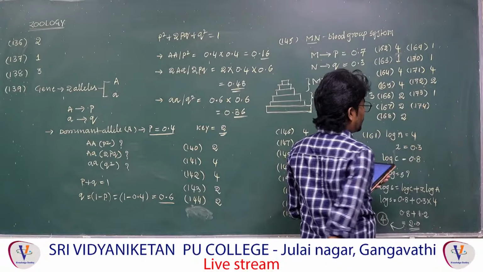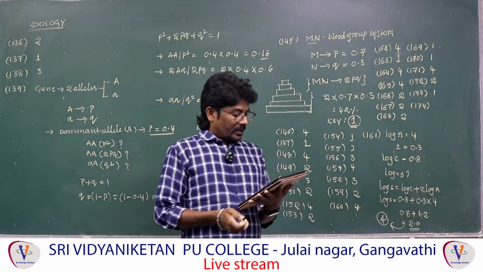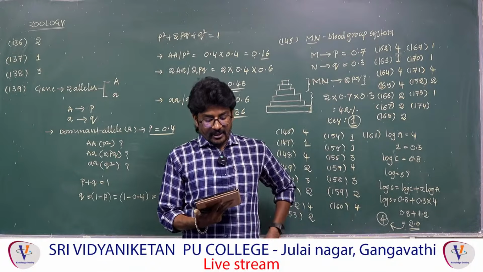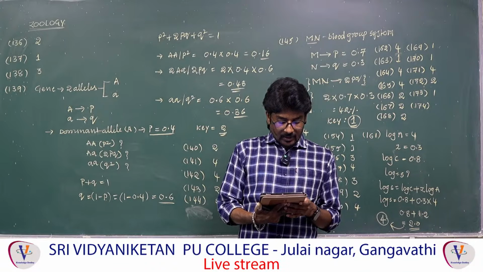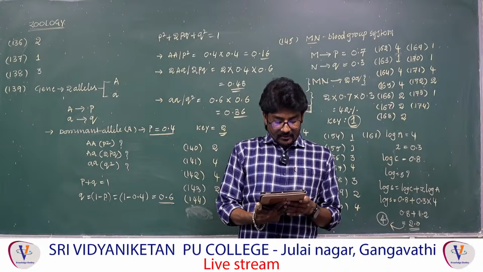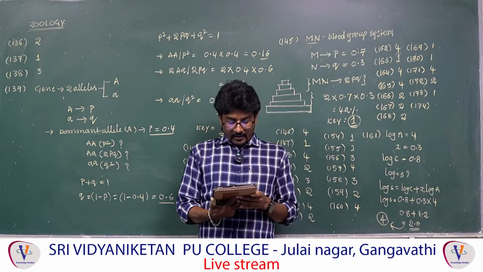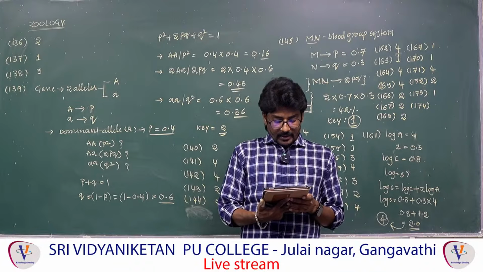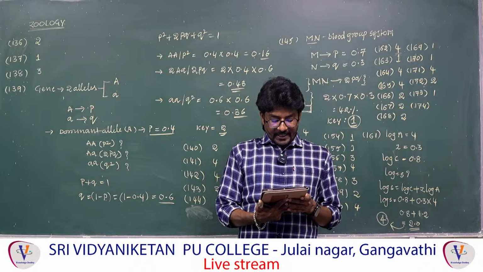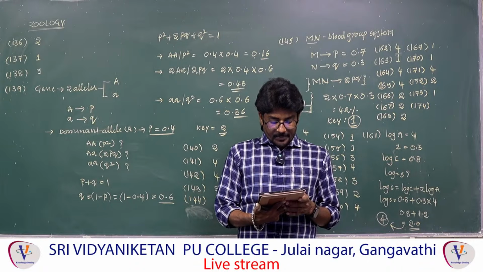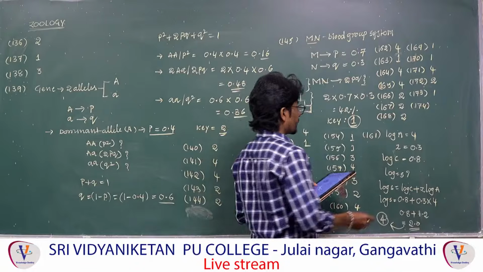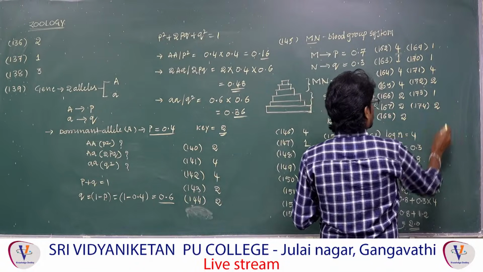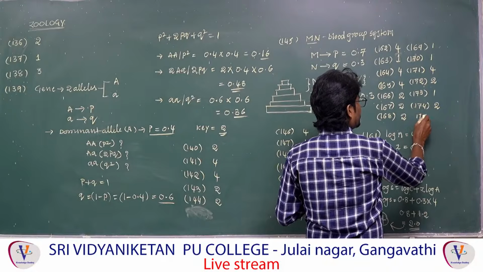Next, question number 174. Here is the heart diagram. A will be superior vena cava, B will be right atrium, C will be right ventricle, D will be left ventricle, and E will be left atrium, and F will be interventricular septum. So, correct option is second option.